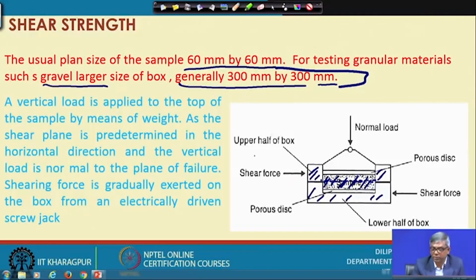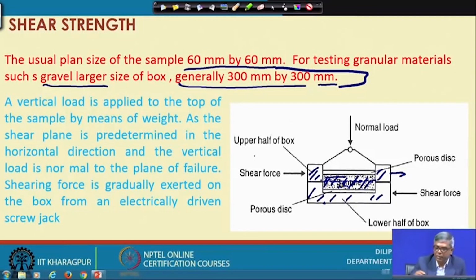If this one tries to move in this direction and this is fixed, what will happen? When this moves, this soil also will move and this is stationary, suppose, then between this soil and this soil there is a movement. As long as the applied shear stress is smaller than the shear strength of the soil, no failure will occur, and as soon as the horizontal applied force is bigger than the shear strength, it will show failure, suddenly slipping will take place.